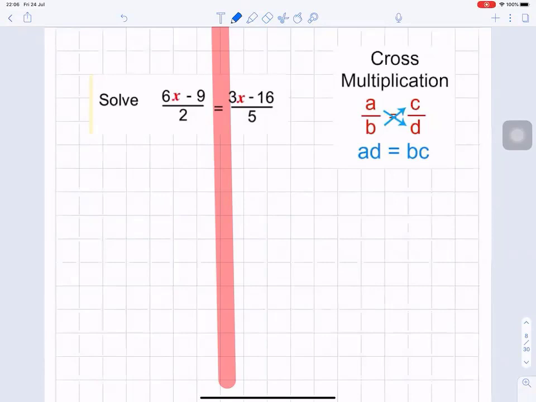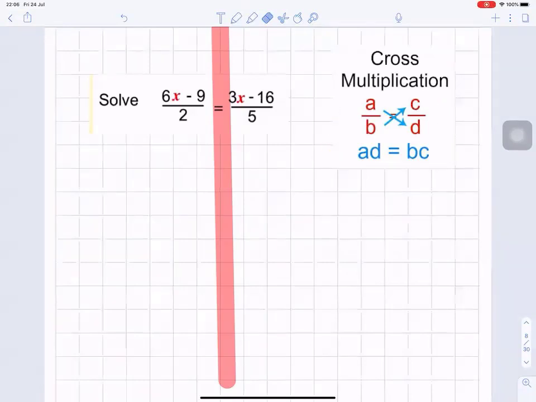So it takes it from a fraction to a linear format. Now you can start to solve it. So very, very important to understand how to do this cross multiply.